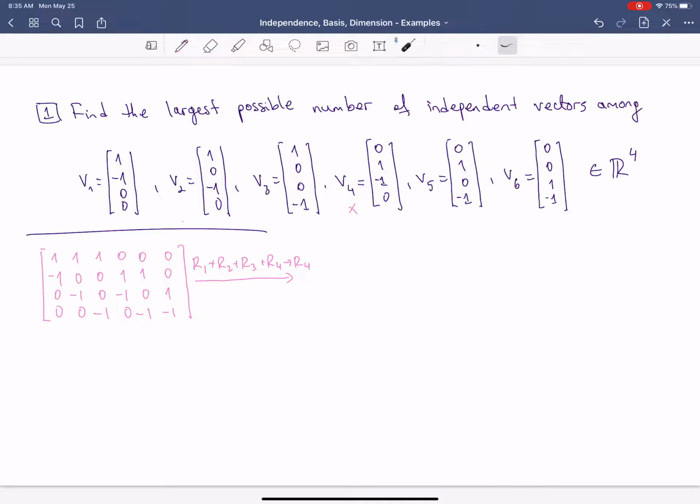Now, remember, this is a linear combination of all the 4 rows. So I'm just writing another linear combination into that new matrix. What I will get is 1, 1, 1, 0, 0, 0, negative 1, 0, 0, 1, 1, 0, 0, negative 1, 0, negative 1, 0, 1. And then you see I will get zeros everywhere.